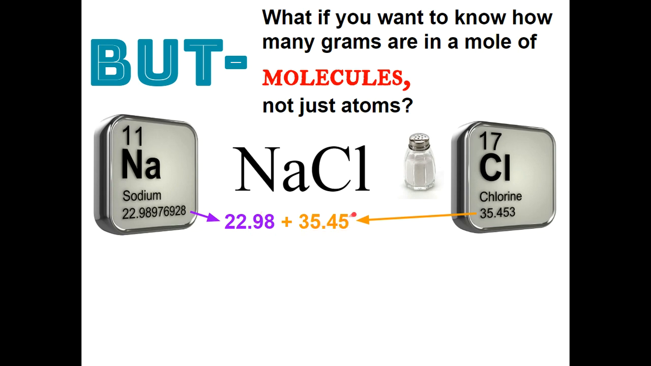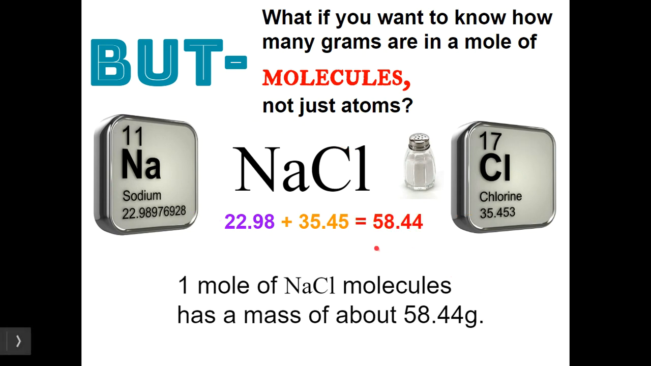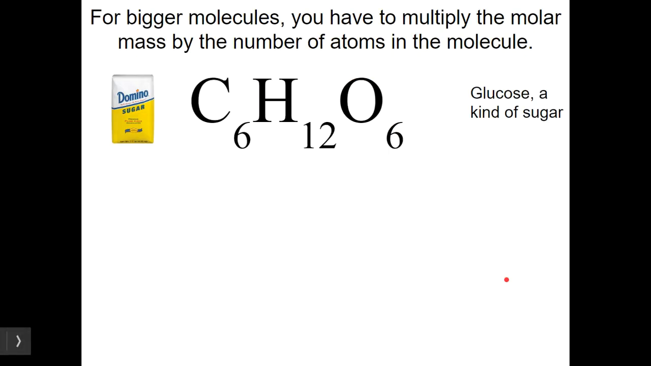So if we add them together, if we have a mole of this whole molecule, we just add up a mole of this plus a mole of this equals a mole of this. All right, so when you add that up, it's about 58.44 grams. Okay, not so bad. But you do have to remember how to read chemical formulas. Otherwise, you will not be able to do this. This is a simple one. Okay, but for bigger molecules, you will have to know what this means. You'll have to know how many of each of these kinds of atoms you have. So you'll have to multiply the molar mass by the number of atoms in the molecule.